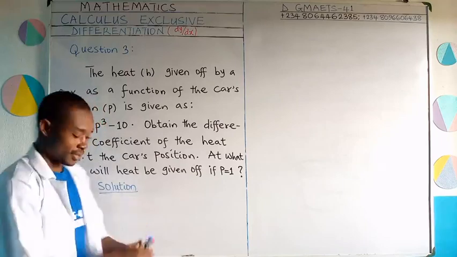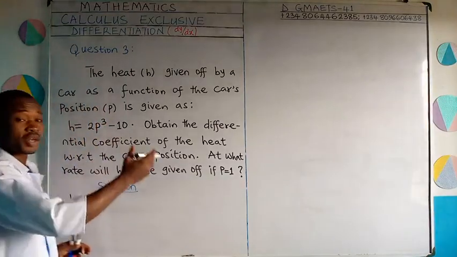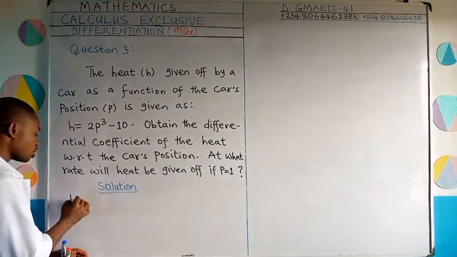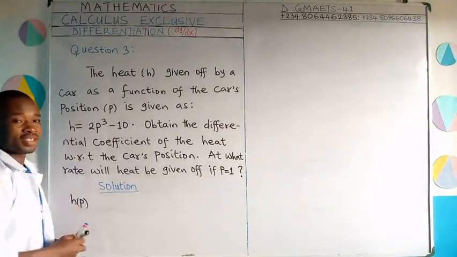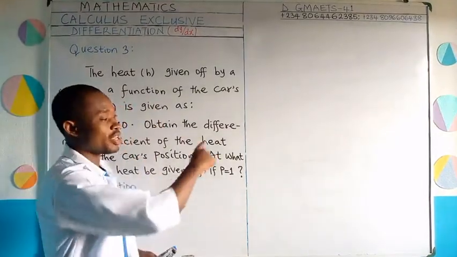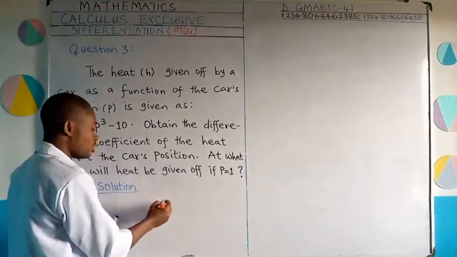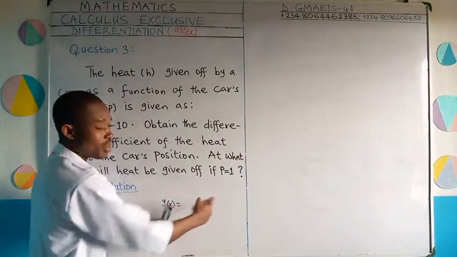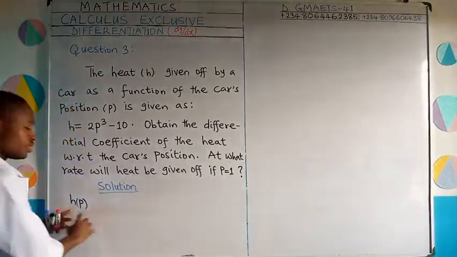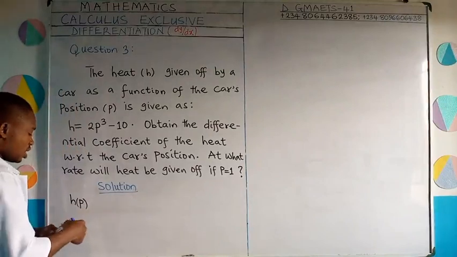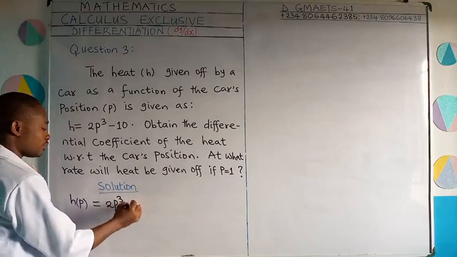So how do we go about this? From the question, what we have is that H is equal to 2P^3 - 10. This H is a function of position. Heat is a function of position. So we usually write it this way, just like you've been seeing for questions 1 and 2, y equal to something about x. We can simply decide to write maybe y(x) equal to, then we write the expression that represents it. So the same thing here. Heat is a function of P, and according to the question, it is equal to 2P^3 - 10.